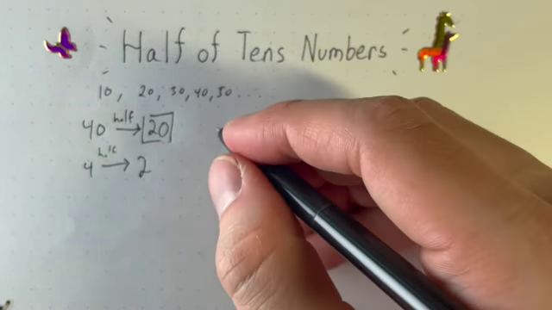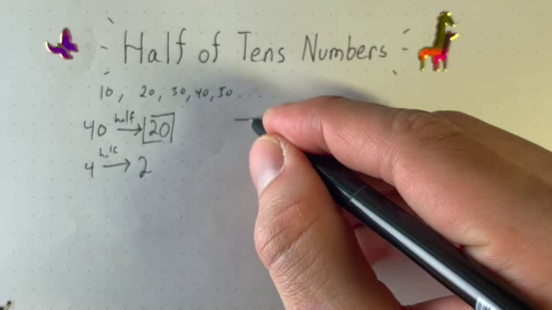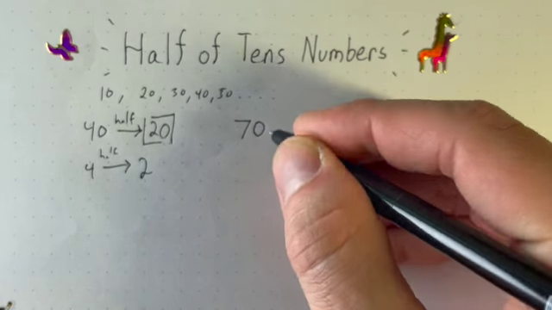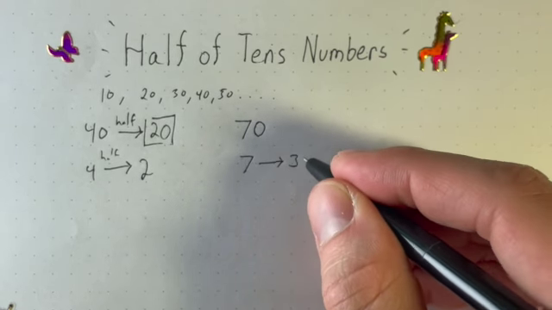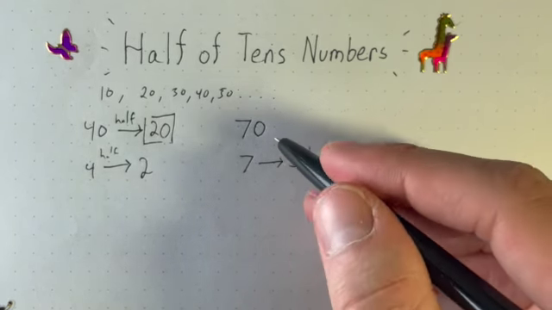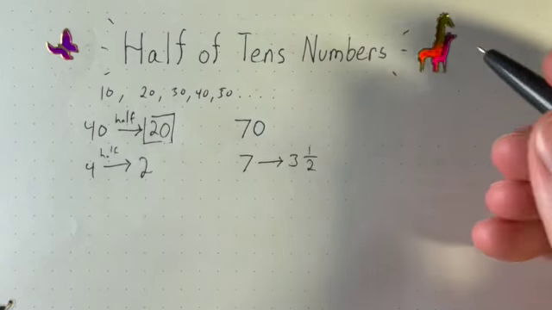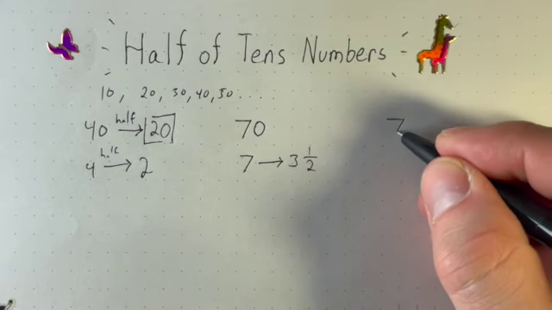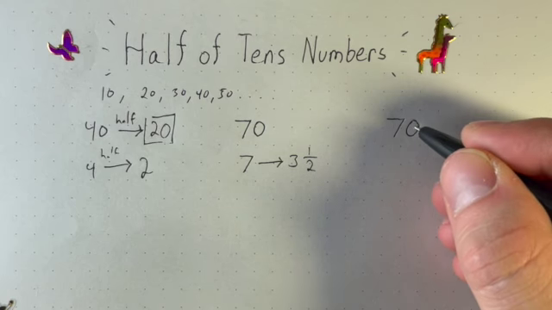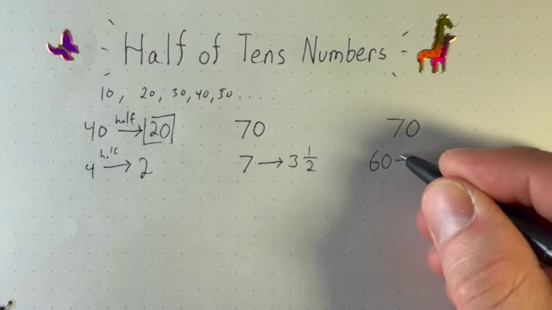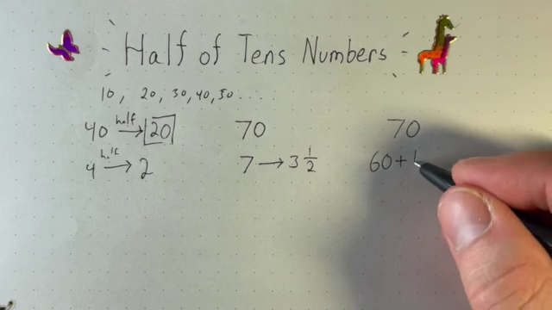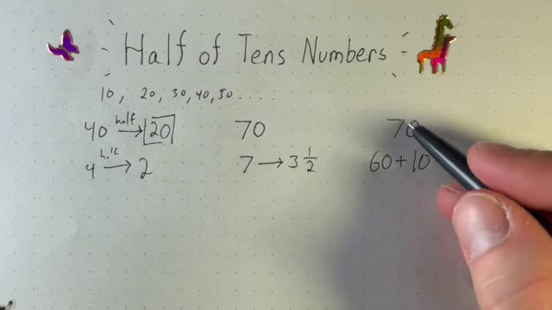Now, let's say I want to do something like half of 70. This gets a little bit more confusing, because half of 7 is actually 3.5, but half of 70 isn't going to be 30.5. So let's go into this a little bit more. If I want to do half of 70, I'm going to split 70 up into 60 and, yep, you got it, 10, because 60 plus 10 is 70.